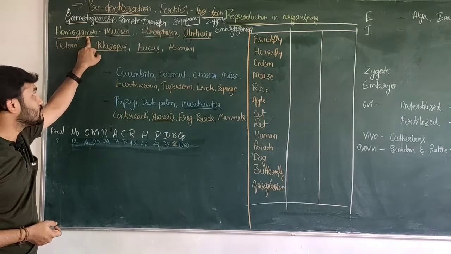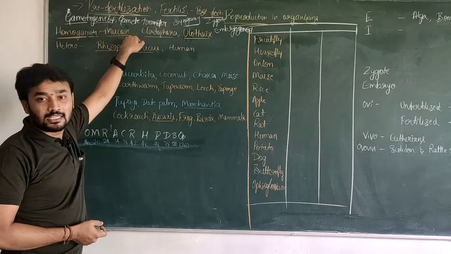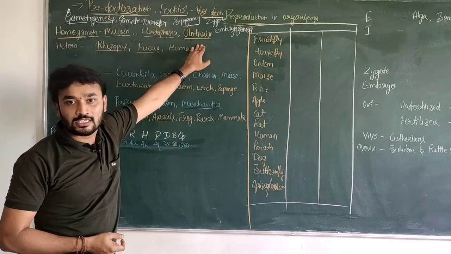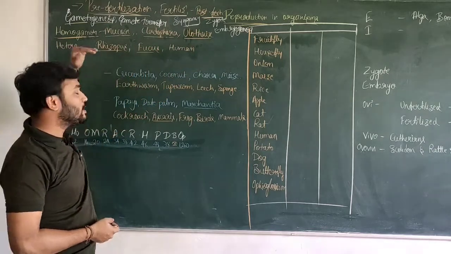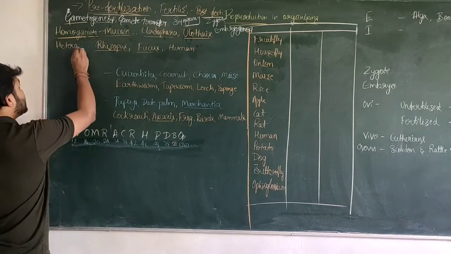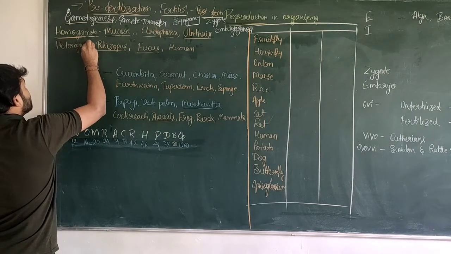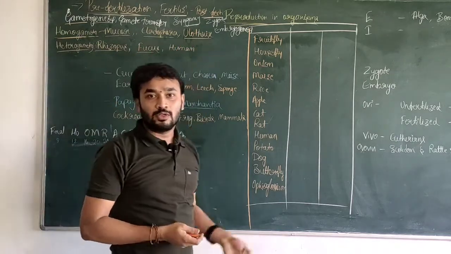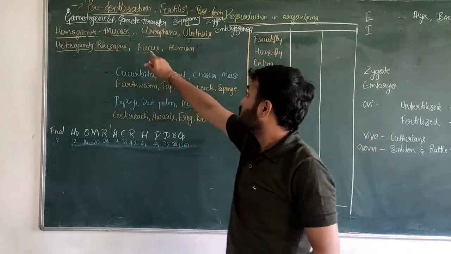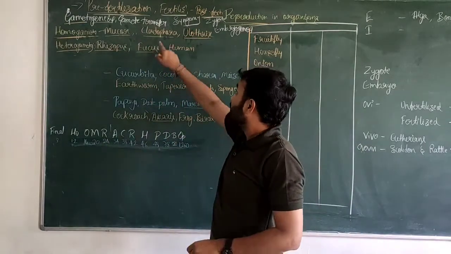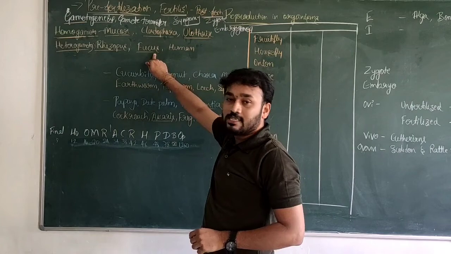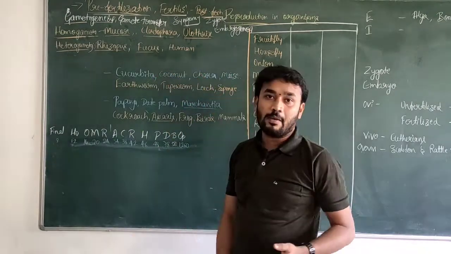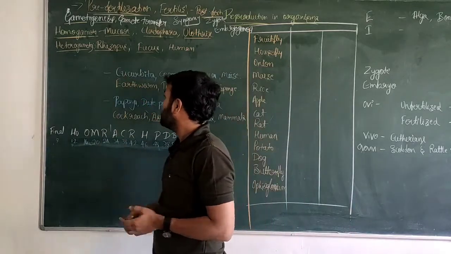Isogamous or homogamous: here you can see examples such as Mucor, Cladophora, or Ulothrix, the three different examples quoted in our NCERT. Likewise, for the heterogametes, we have Rhizopus stolonifer, Fucus and human. Rhizopus and Mucor are both fungi, Cladophora is an alga, Fucus is an alga, and human is a mammal. So likewise, we have different examples.